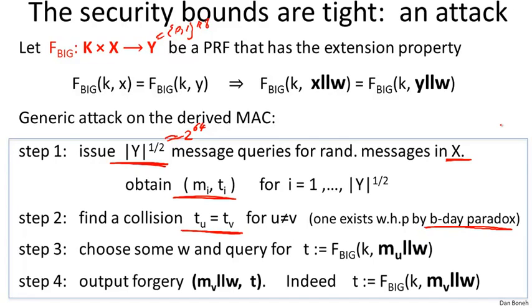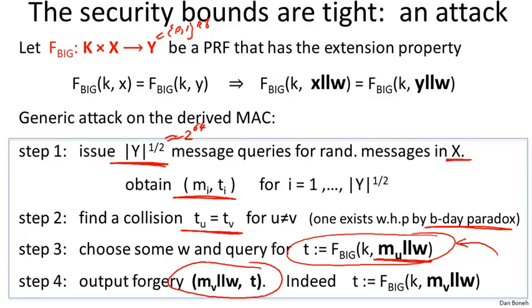Once I have that, I've found MU and MV that have the same MAC, and as a result, I can extend MU with an arbitrary word W and ask for the tag for the word MU concatenated with W. But because MU and MV have the same output, I know that MU concatenated with W has the same output as MV concatenated with W. So now that I've obtained the output for MU concatenated with W, I also have the output for MV concatenated with W, and therefore I've obtained my forgery. So T is also a valid tag for the message MV concatenated with W, which I've never asked before, and therefore this is a valid existential forgery.